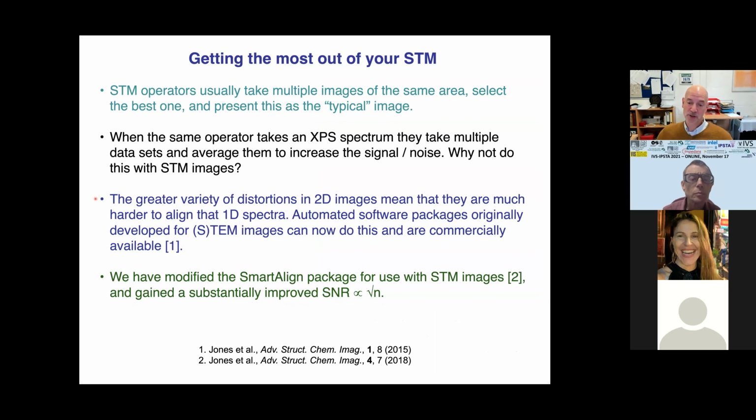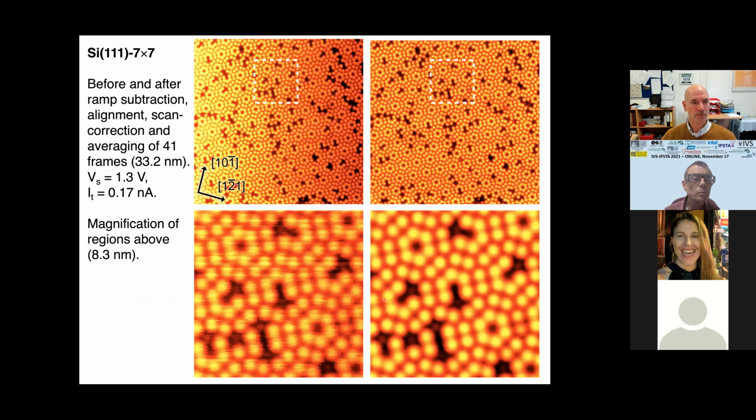But we do now have automated software packages that were originally developed for scanning transmission electron microscope images, and they're commercially available. One of them is described here, and you can use those. We have adopted this one. It's called SMART Align, and we adapted it so that you can use it for STM images. So you substantially increase your signal to noise ratio as a function of the root of the number of images that you take. So I'm going to show you some examples.